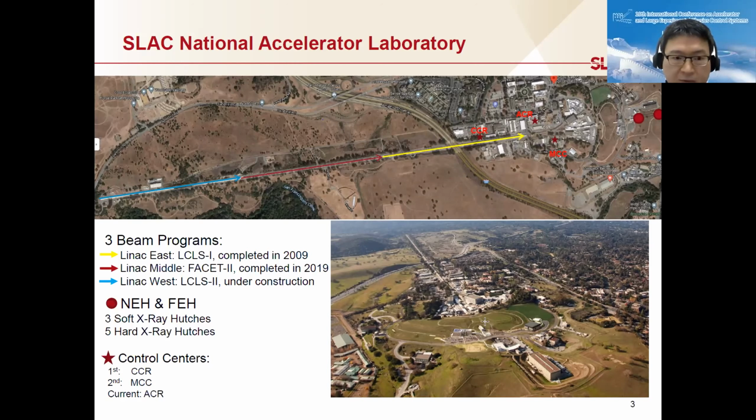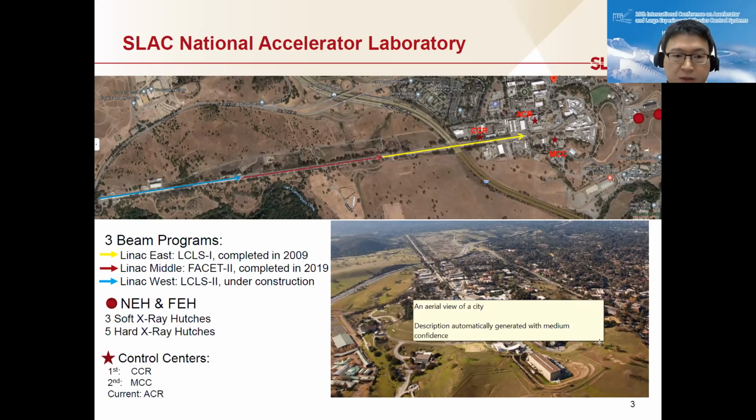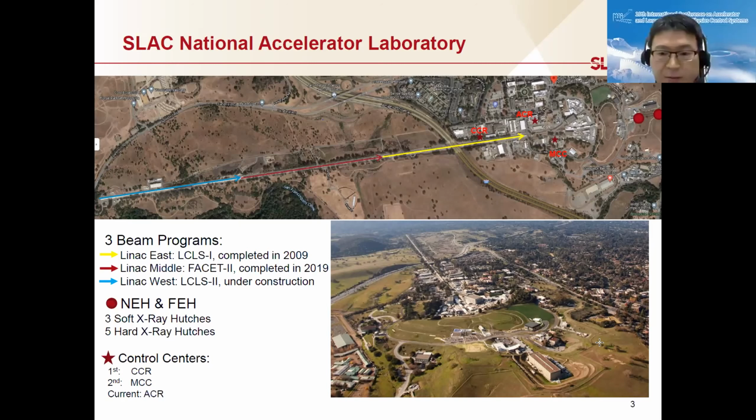At SLAC, we have a near hall and a far hall. In the near hall, we have 3 soft X-ray line hatches and one hard X-ray line hatch. And in the far hall, we have 4 hard X-ray line hatches.